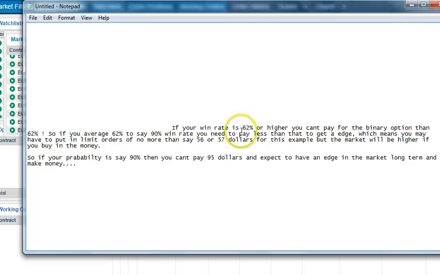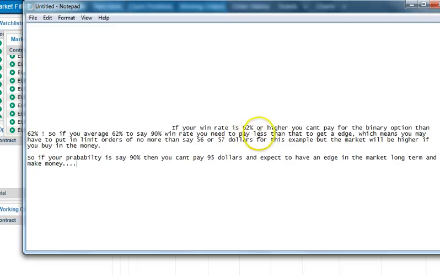And it's the same thing if your probability is 90%. If you pay like 60 or 80, you'll make money over time. But if you pay $95, and your probability is only 90% of winning, you're gonna lose. It's the same if you pay $95 and your win rate's only 62. Over time, you're just not going to make money because eventually you'll lose your trades and your account balance will go down over time.